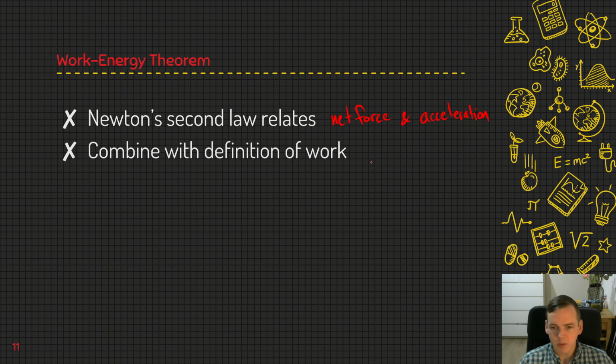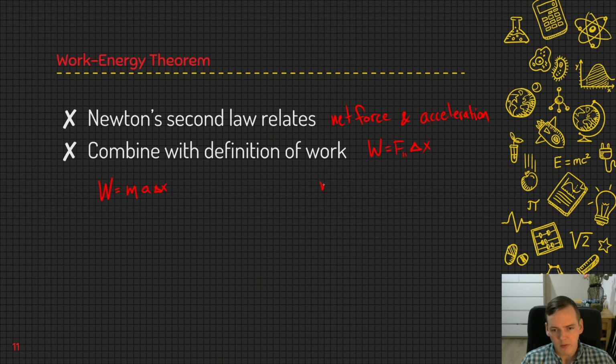So if we combine this with the definition of work, that work equals a force parallel times a change in x, well then what we can say here is that work is equal to the, if we assume that the net force is that force parallel, we have work equals m times a times delta x.